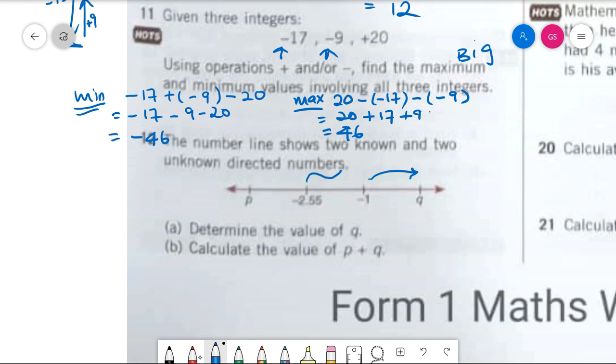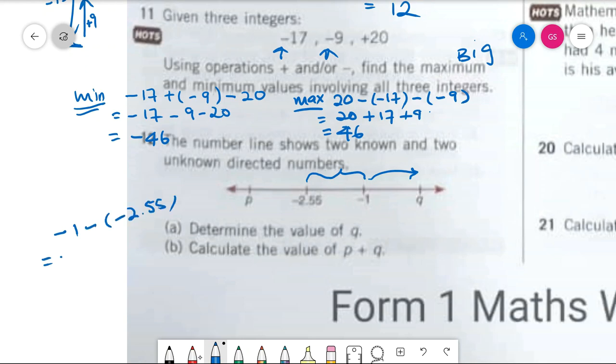The difference between these two points, or the gap. So how do we find the gap? We will take the difference. The keyword is difference, which means the minus symbol: big number minus small number.